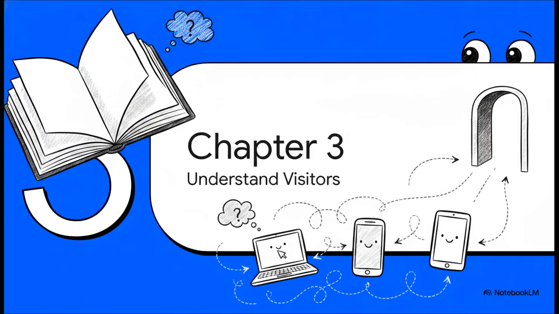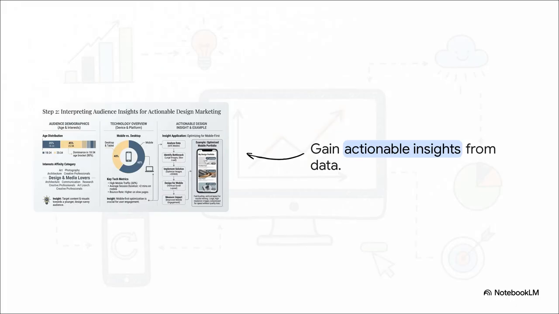Chapter 3. Understanding your shop's visitors. Now that we know what they're doing, let's turn the page of our playbook to understand exactly who is walking through our digital doors and what kind of devices they brought with them. When we look closely at an audience breakdown, it can be really eye-opening. If we uncover that 80% of our audience is aged 18 to 34 and their main affinity is design and media lovers, well, that changes everything about our IMC strategy.